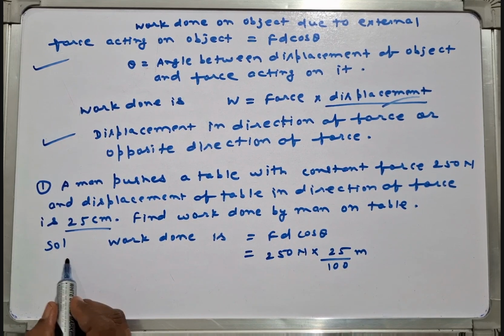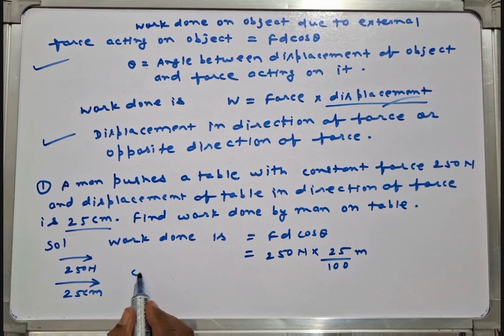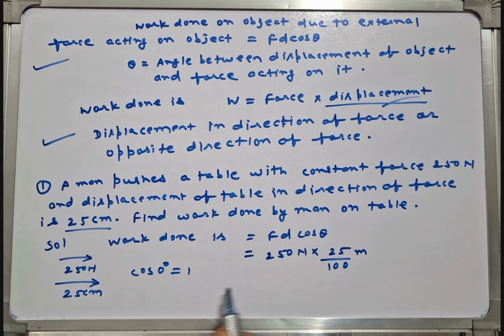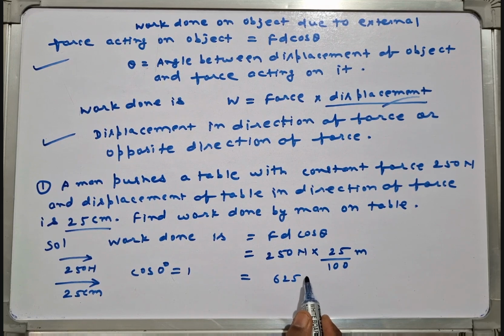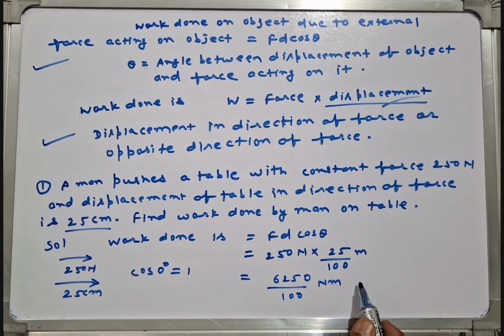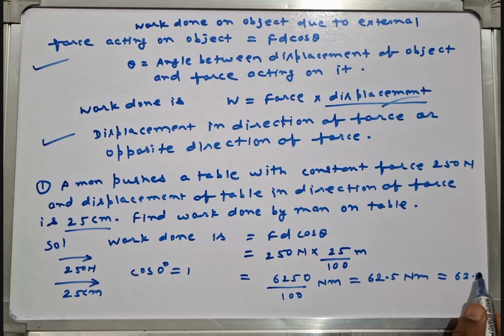Okay, here the force is 250 Newton, and the displacement is 25 centimeter in the same direction, so the angle is 0 degree here. So cos 0 is 1, guys. So we can write this, and this becomes 62.5 Newton meter or 62.5 joule.